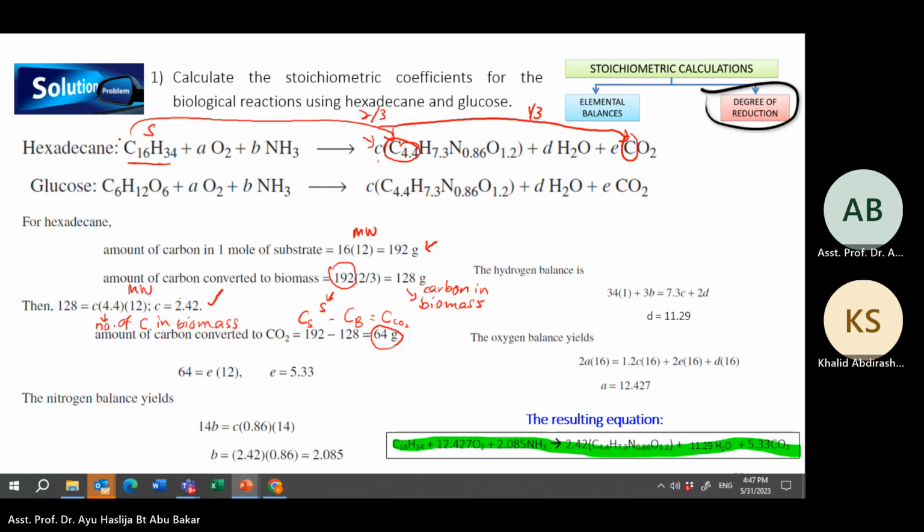Okay, so here C substrate is equivalent to biomass plus CO2. Okay, the C substrate which is 192. C biomass is 128. This one is 64. Okay, this is 2/3. This is 1/3. It's either you minus up or you can recalculate from the 192 multiplied by 1/3. Same thing.